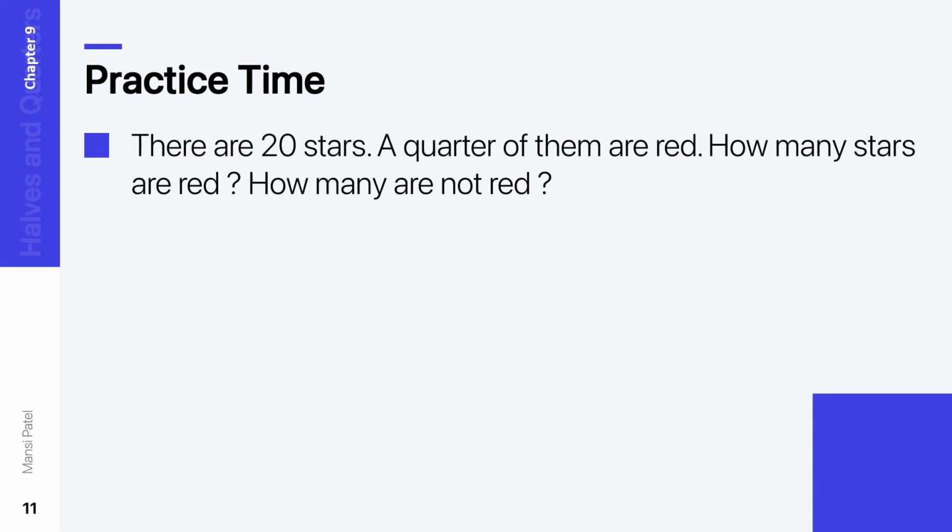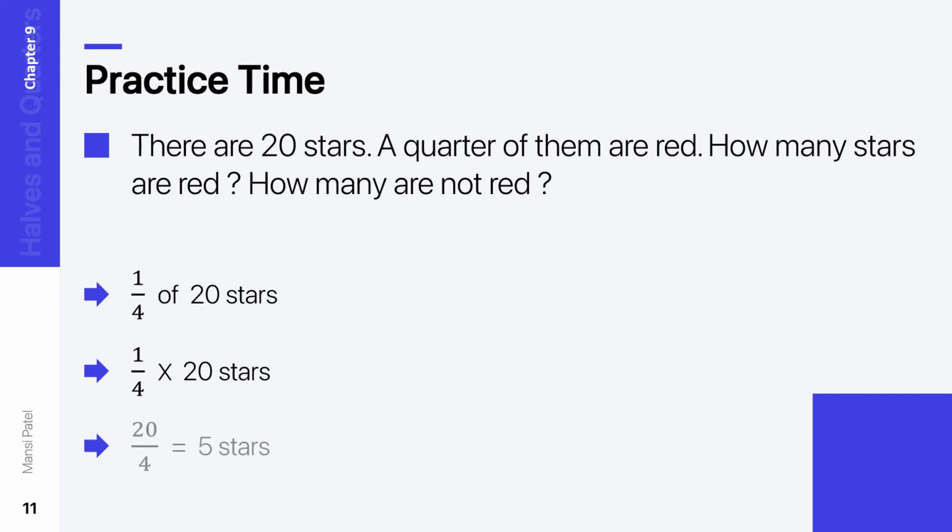In this you have to find out two things. Out of these 20 stars, how many stars are red? And how many stars are not red? So let us see. First, we find out 1/4 of 20 stars. 1/4 multiplied by 20. Now do the multiplication of numerator to numerator. 20 ones are 20 divided by 4 is equal to 5 stars. So how many stars are red? 5 stars are red.